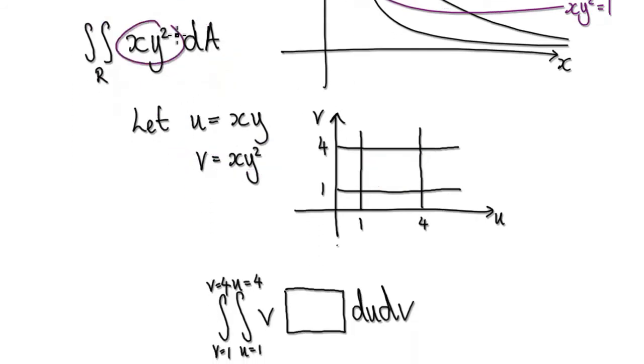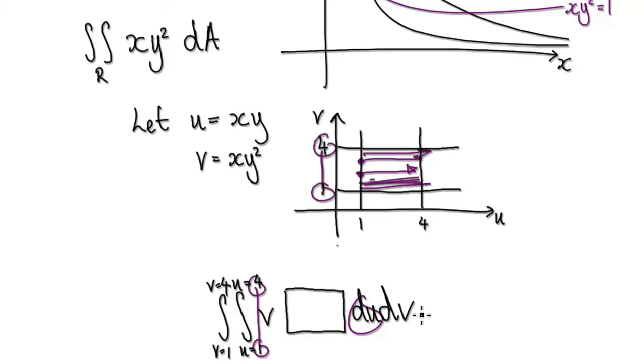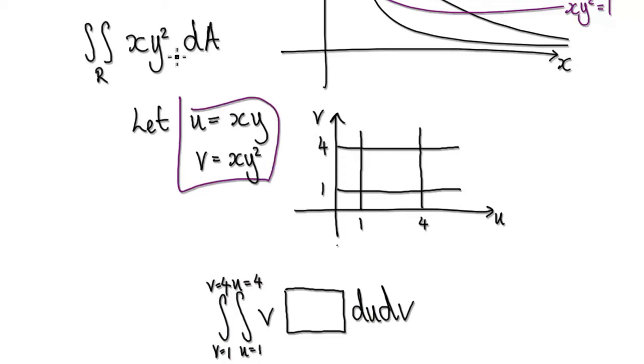This bit here will become v. And then in terms of u, you're integrating from 1 to 4. And then you're scanning from 1 to 4 in the v direction. But then don't forget, once you've made this transformation, you need to make some sort of adjustment. You need to insert your Jacobian in here.